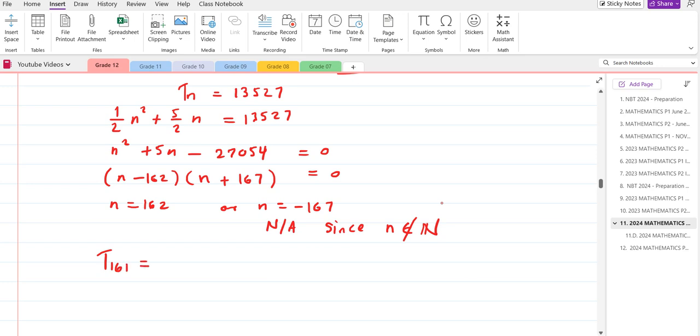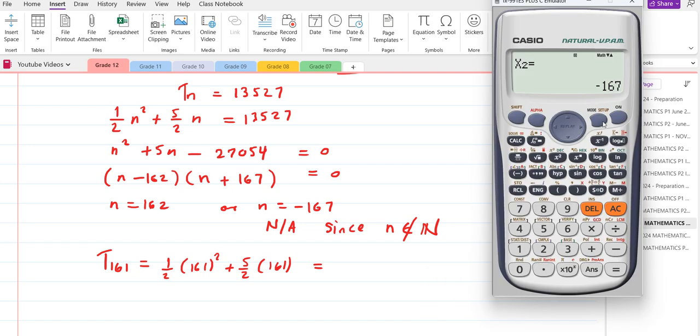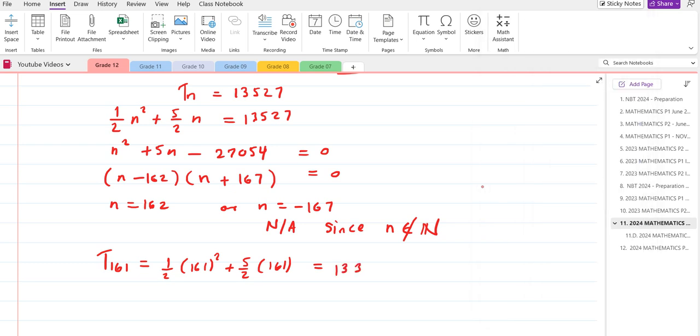T161 is equal to term 161. Substitute 161 into this: half into 161 squared, plus 5 over 2 into 161. So let's substitute this into that, mode 1. Half, 1 over 2 into 161, close bracket, squared, plus 5 over 2 into 161. I'm getting an answer of 13,363.